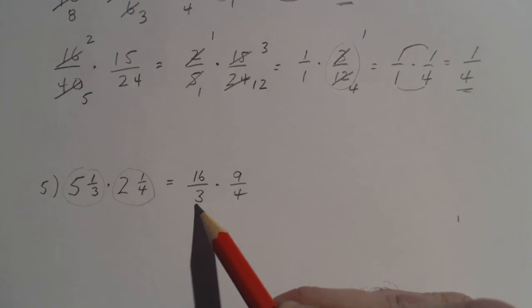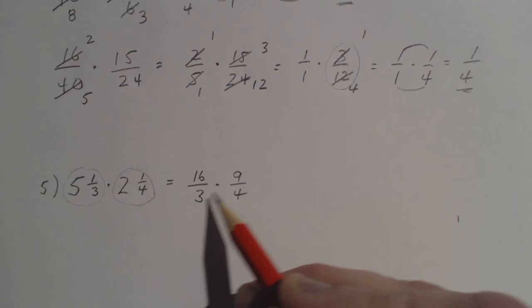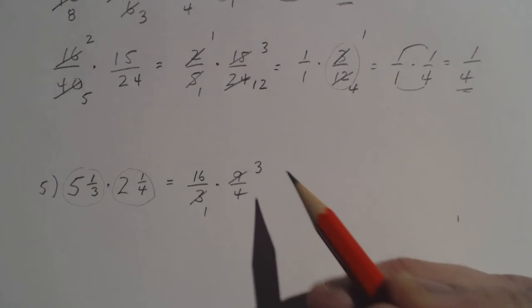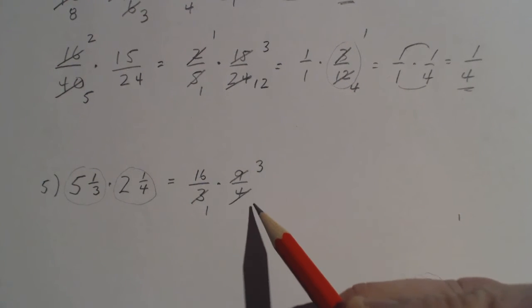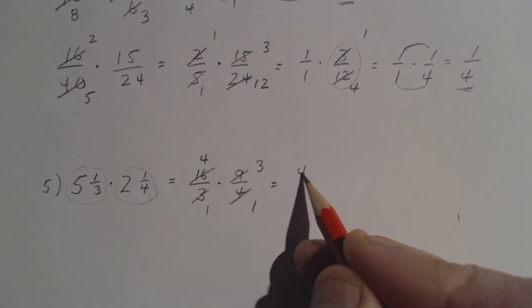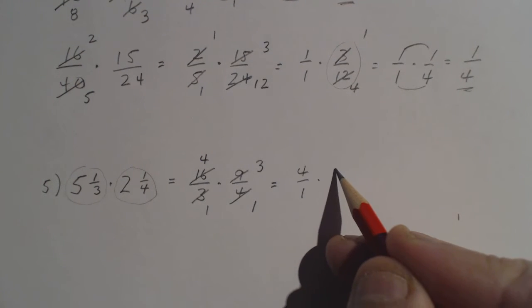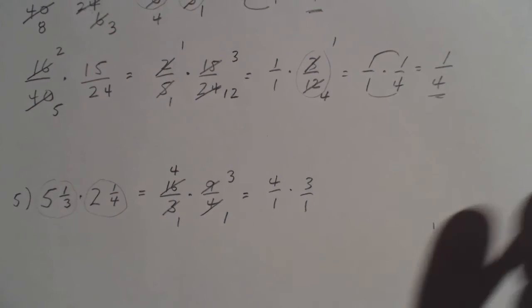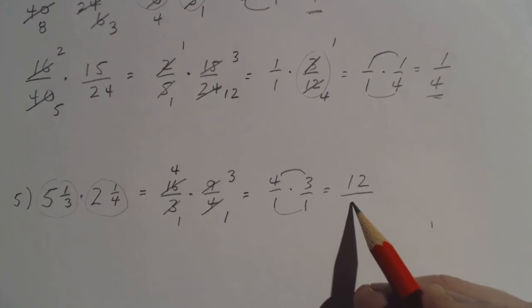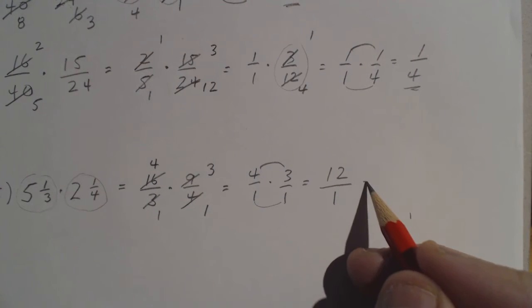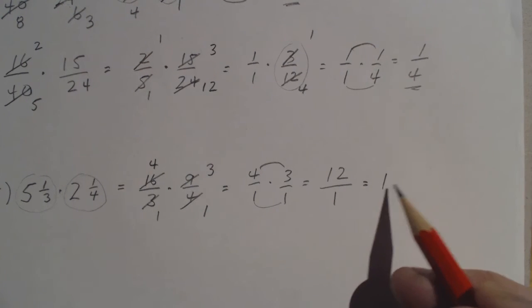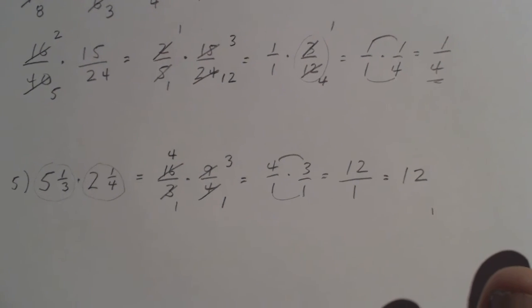Now, as you can see, we can cross cancel here. The 3 and the 9. 3 into itself once, 3 into 9 3 times. 4 into itself once, into 16 4 times. Now we're left with 4 over 1 times 3 over 1. Now we multiply the two top numbers together. We get 4 times 3 is 12. The two bottom numbers together, 1 times 1 is 1. Now we don't leave the fraction as 12 over 1 because we know 12 over 1 is equal to 12.